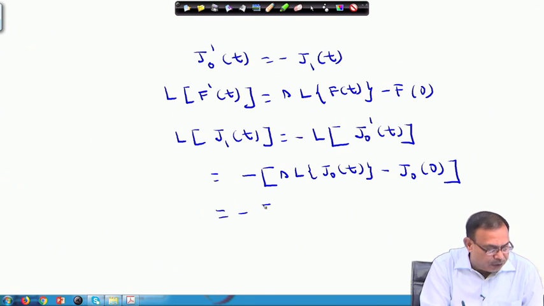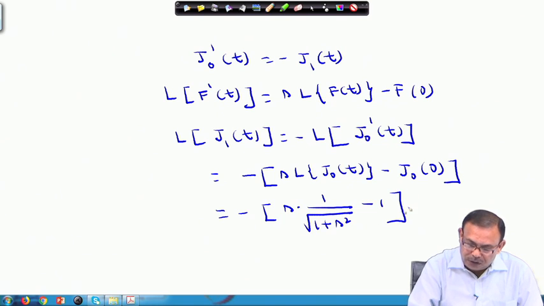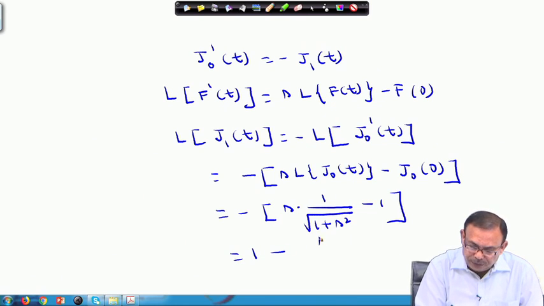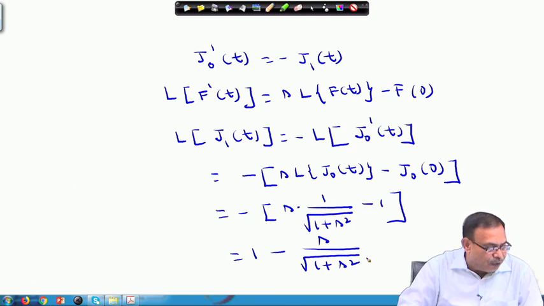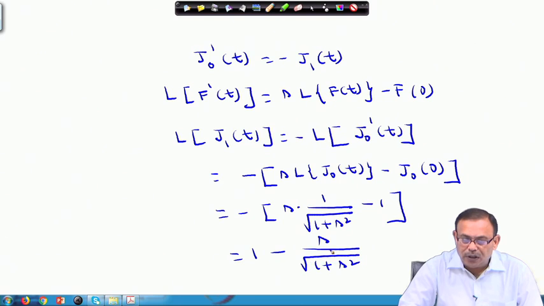So, this is equal to minus s into root over 1 plus s square minus 1. J 0 of 0 is 1, and already we know the Laplace transform of J 0 t is 1 over root of 1 plus s square, and the value is equal to 1 minus s by root over 1 plus s square. So, therefore, the Laplace transform of J 1 t is 1 minus s by root over 1 plus s square.